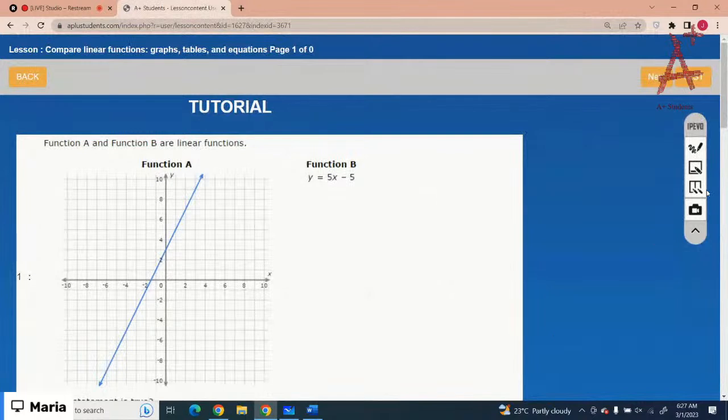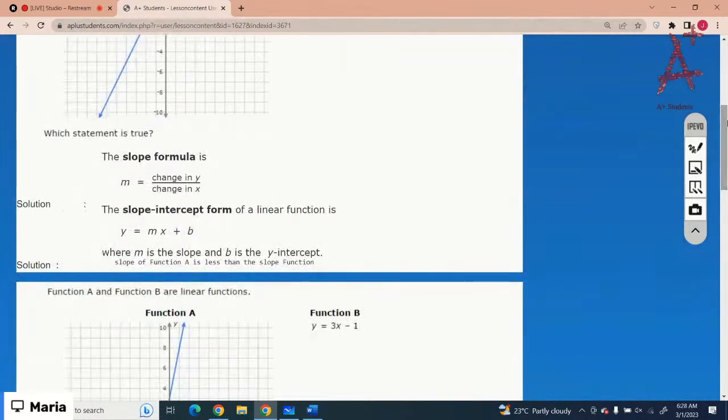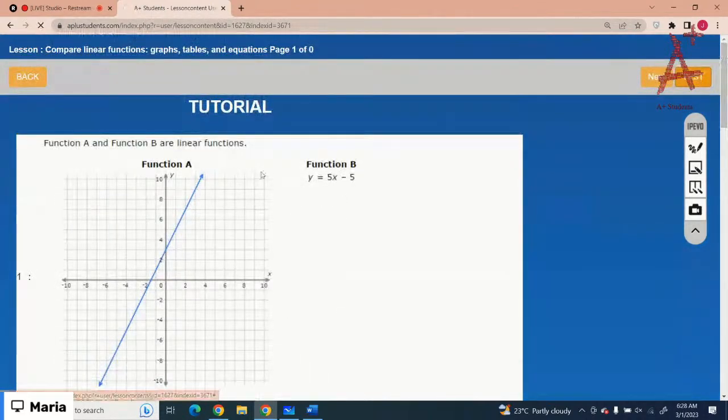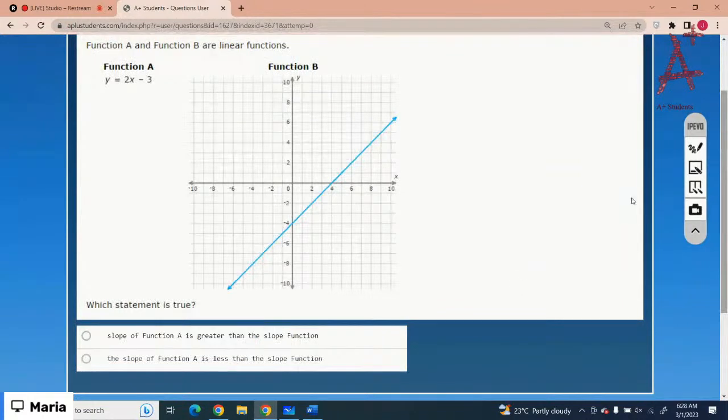Okay, let's start with the first one. You have to compare function A and function B. Got it? Function A is a graph and B is the equation. You have to decide which statement is true. You are given the statements. Let's start with the test question. Here you are not given the statements, so basically that is difficult to explain. The comparison is on which basis?